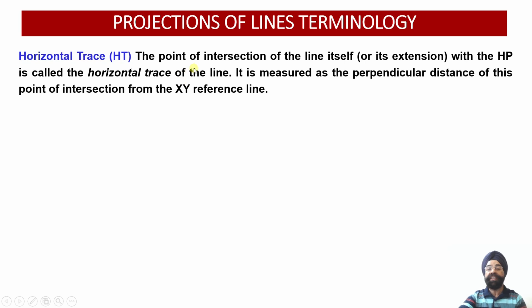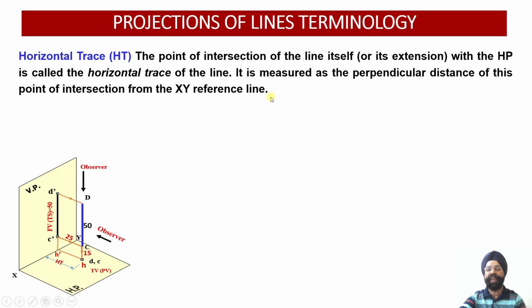Since you have two reference planes over here, the first type of trace is called the horizontal trace. What is the definition of the horizontal trace? The horizontal trace is the point of intersection of the line itself or its extension with the horizontal plane, because the name is horizontal trace. So the intersection of the line with the horizontal plane is to be checked out. This is called the horizontal trace of the line, and it is measured as the perpendicular distance of this point of intersection from the XY reference line.